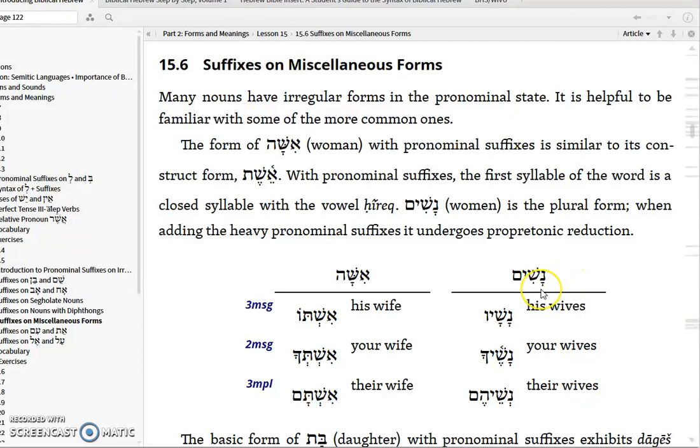The plural form is nashim, and that will actually behave regularly once you have that form when you add suffixes to it.